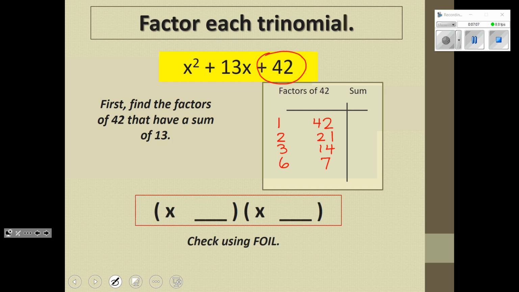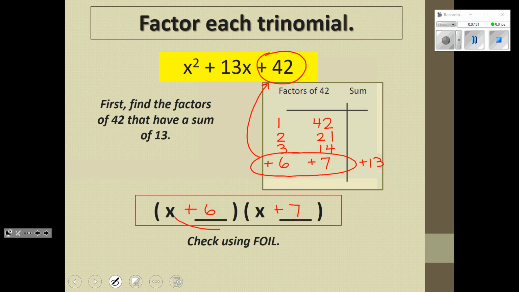We want a pair that adds together to get a positive 13. So when I look at this pair right here, 6 and 7, if I have both of them positive, they would add together to get that positive 13 that we're looking for, and they multiply to get the 42. So to make our two binomials, we have x plus 6 and x plus 7.